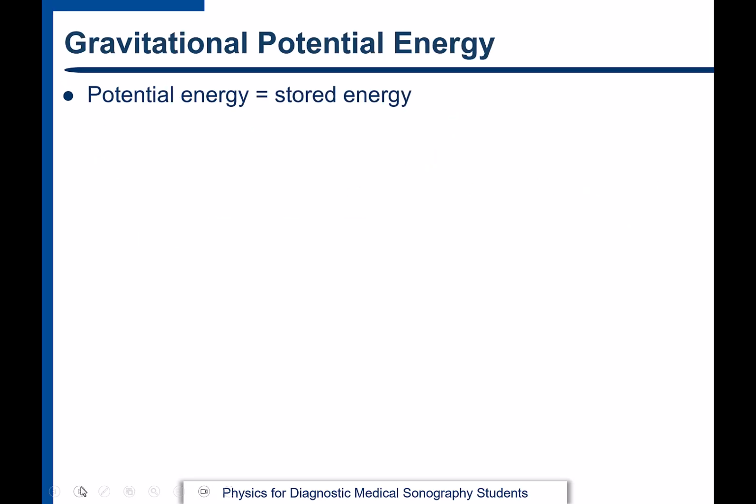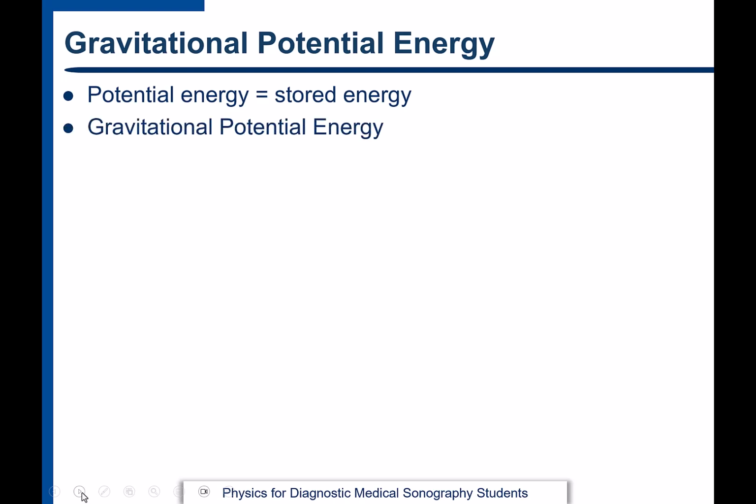So, first of all, the term potential energy means stored energy. In our first video, we talked about two types of potential energy: gravitational potential energy and chemical potential energy. Both of those are stored energies. In this video, we're going to be specifically talking about gravitational potential energy.